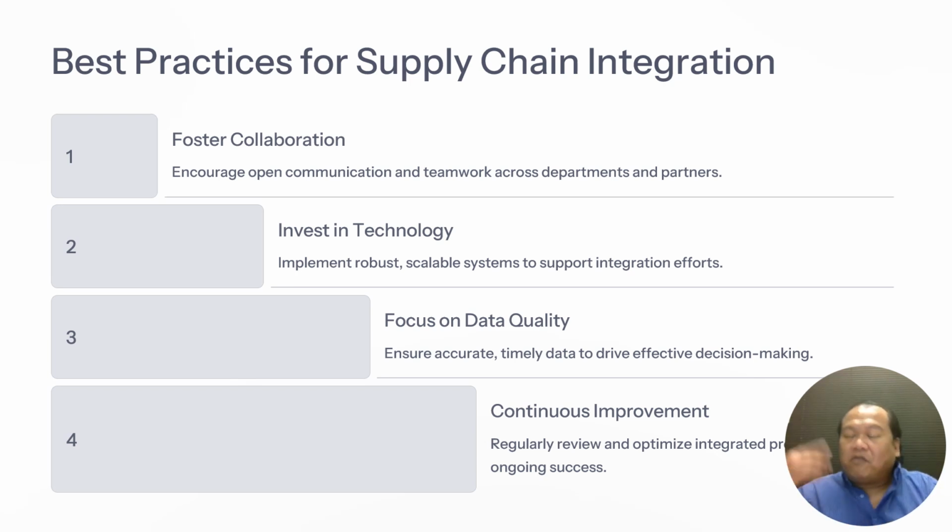Invest in technology, of course. You need to invest in technology. Next is focus on data quality. You should focus on data quality because that is how you will know if your system is correct and there are no mistakes. And then continuous improvement. As what I've said, you may have mistakes, but as much as possible, you minimize them to the minimum level. But it doesn't mean that your system is really perfect, so there should always be continuous improvement.